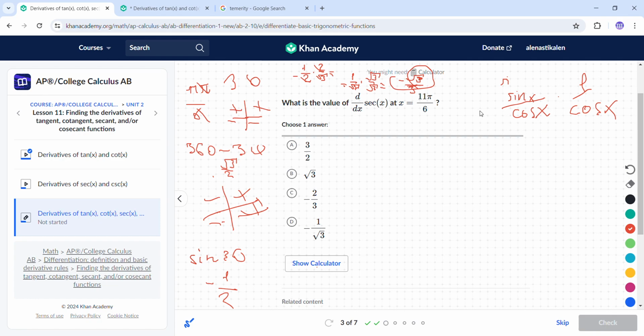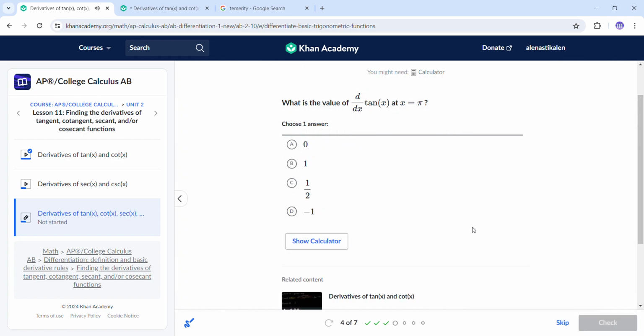So 1 over, I mean, the cosine of x, we already know what the value is going to be of that. That's just going to be this. So this multiplied by 1 over the square root of 3 over 2, which just makes it a 2 over the square root of 3. So these cancel out, right? No, these cancel out. And that's just going to be negative 2 over 3. And yeah, that's correct.